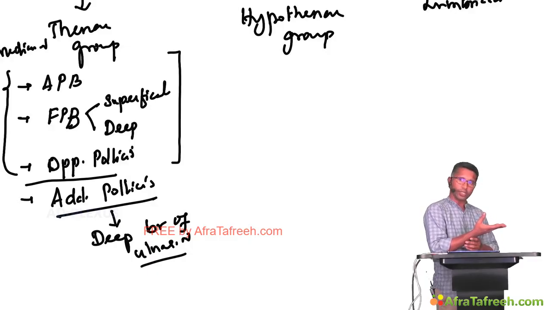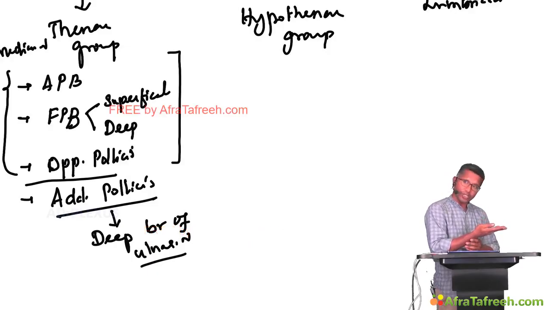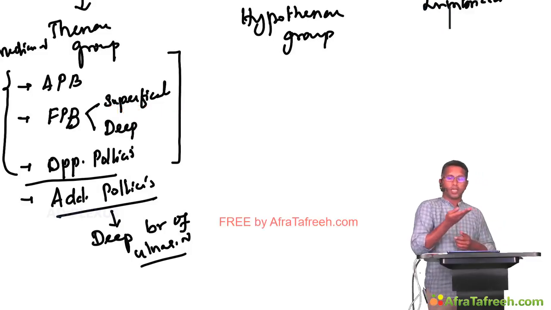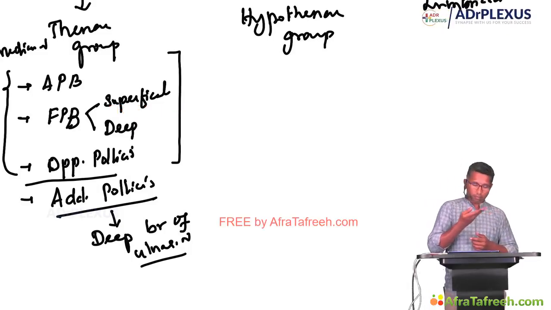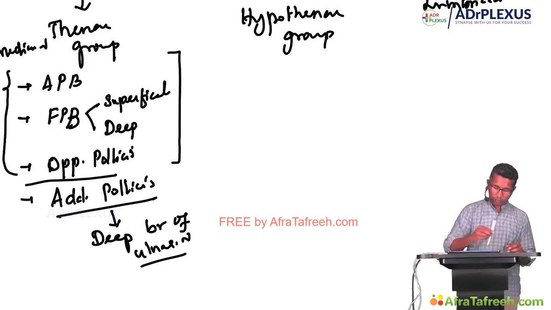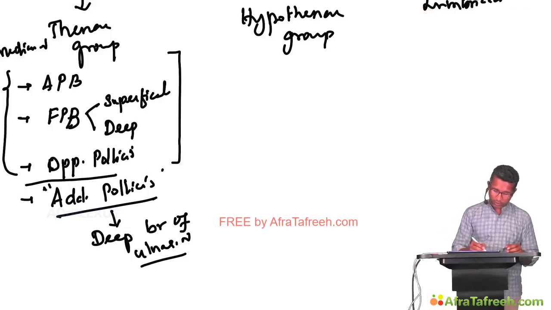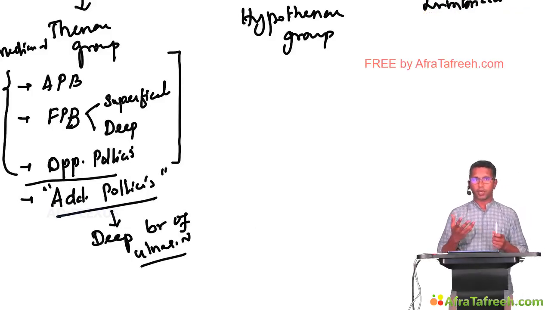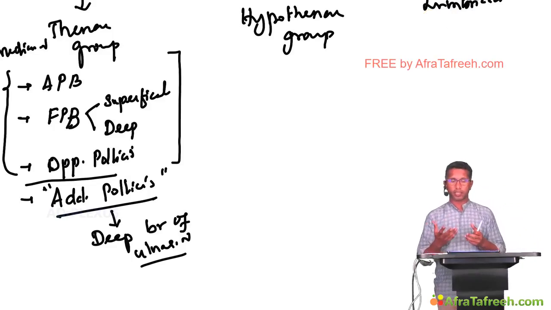Okay, clear? This action is called abduction. This action is called adduction of the thumb. When I take my thumb towards the surface or towards the palm, this is called adduction of the thumb. If I want to adduct my thumb, the main muscle for that is the adductor pollicis muscle. Very important muscle.